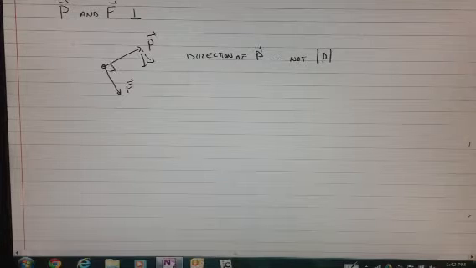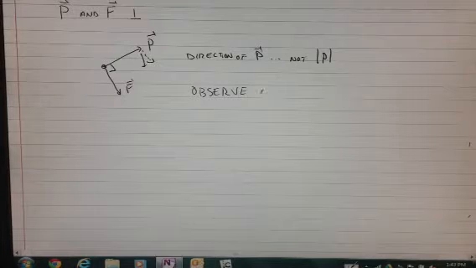So if I arrange the force to always be perpendicular to the momentum, the object will not speed up, it won't slow down, but it will continually change the direction that it travels. So let's approach it from the following point of view. We're going to observe a motion and deduce what the force is. So we observe an object.